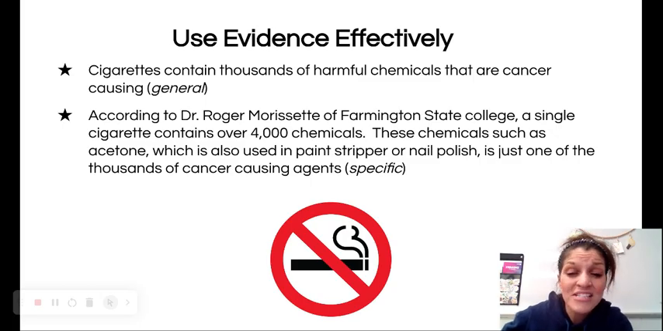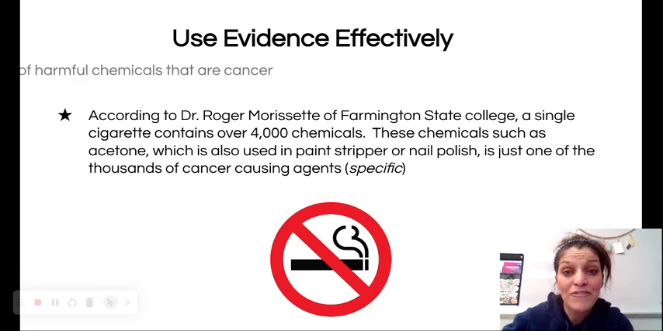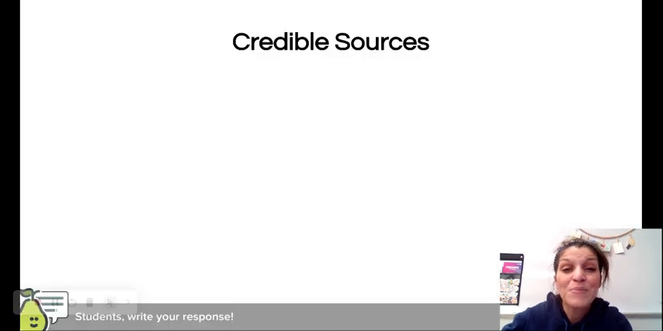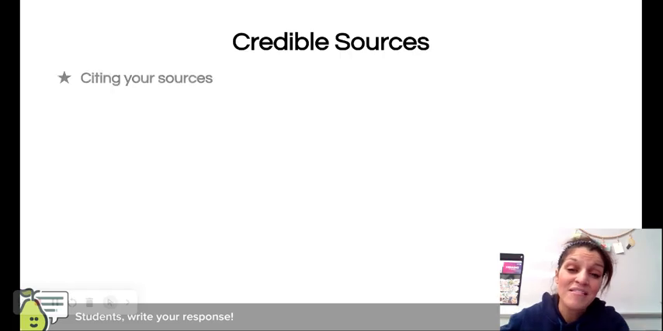But did you know, according to Dr. Roger Morissette of Farmington State College, a single cigarette contains 4,000 chemicals. The specificity, also the use of saying it smells like acetone or paint stripper or nail polish, all of this is really powerful. So be novel with the information you present.